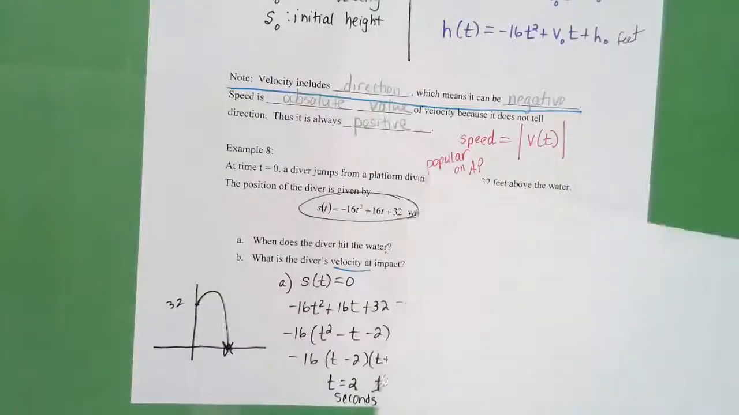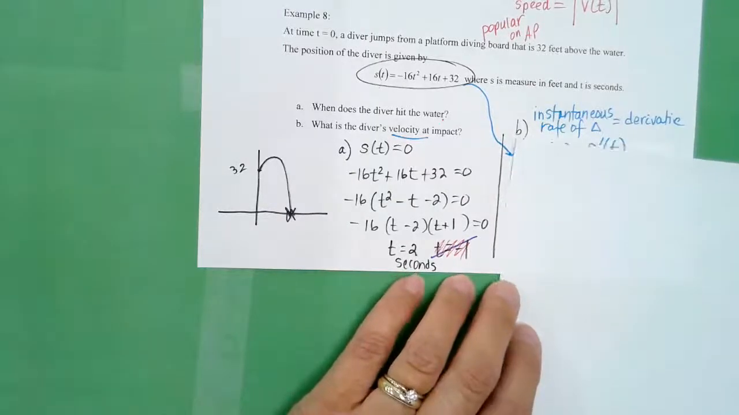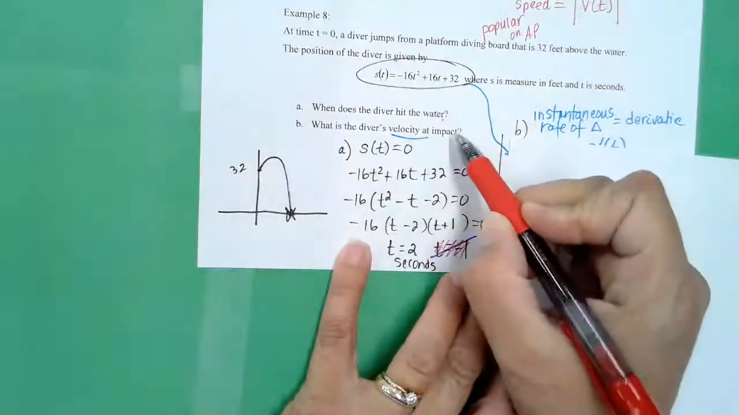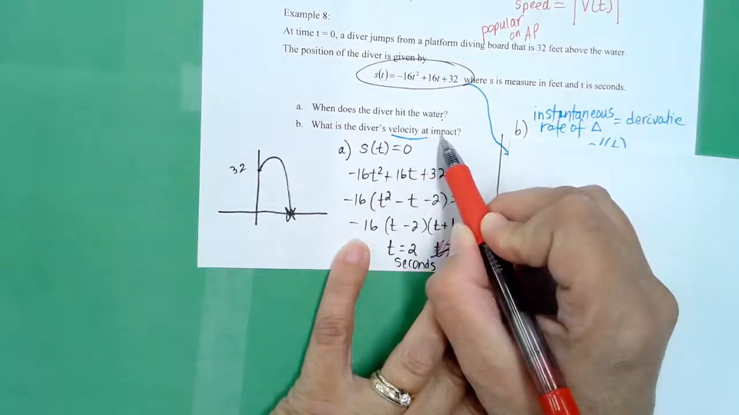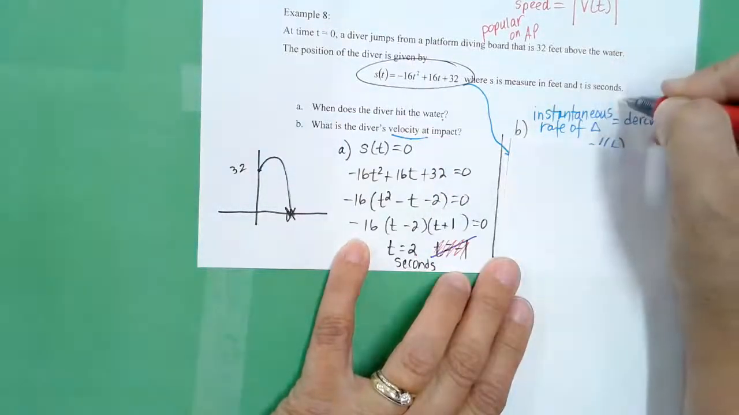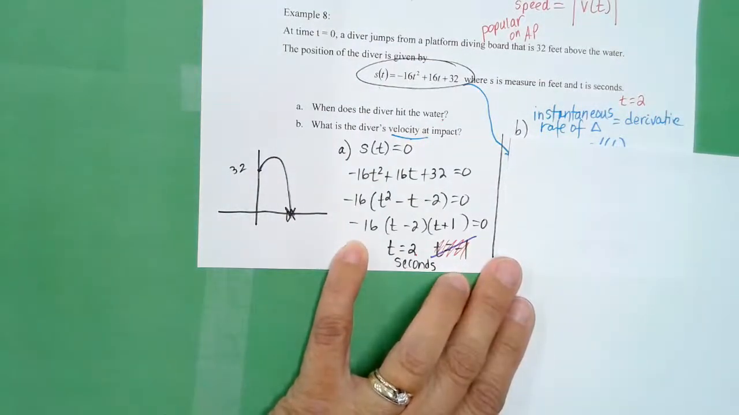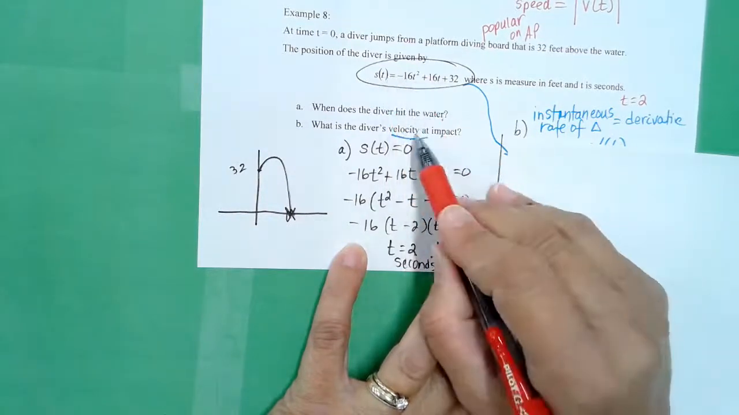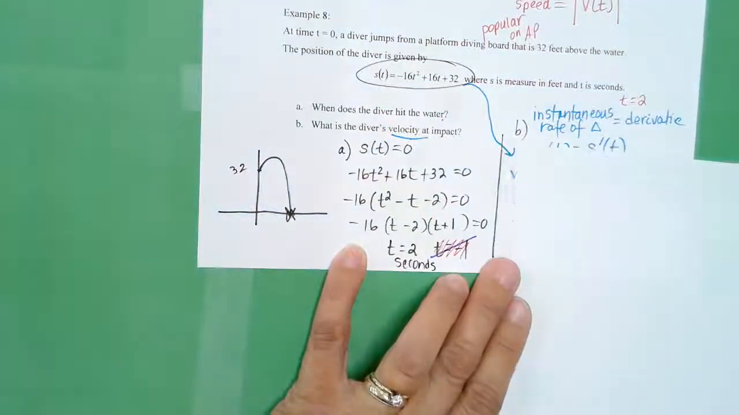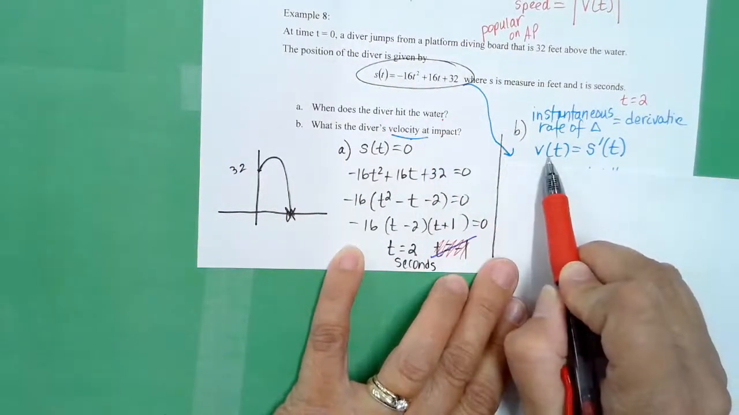Then, in part B, it says, what is the diver's velocity at impact? So that's asking for an instantaneous idea. Specifically, what is the velocity at a specific time? That specific time is at 2. So now we're going to do calculus. We're going to take the derivative of this position function to get the velocity.